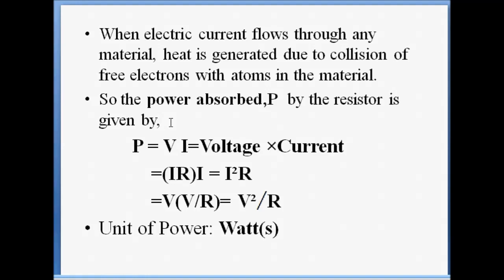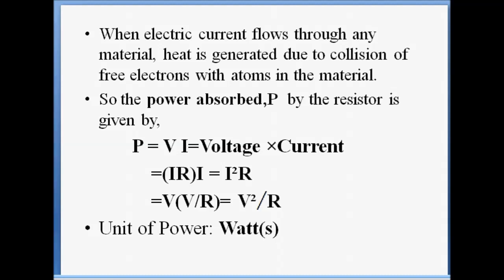So of course there is some absorption of power by the resistor. We all know power is nothing but the product of voltage and current, V into I. Now there are two ways in which this expression can be formed: by breaking V as IR into I, which is equal to I square R, or by breaking I as V by R, which is equal to V square by R. Now unit of power is watts, we all know.